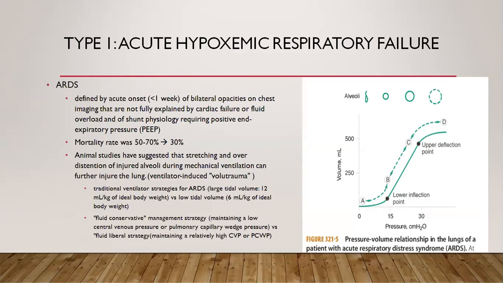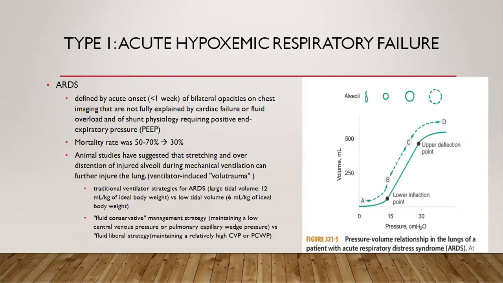So ARDS, as a classic example of type 1 respiratory failure, is defined by acute onset, meaning less than 1 week, of bilateral opacities on chest imaging that is not fully explained by cardiac failure or fluid overload, and of shunt physiology requiring positive end expiratory pressure. The mortality rate is high, at 50 to 70%.